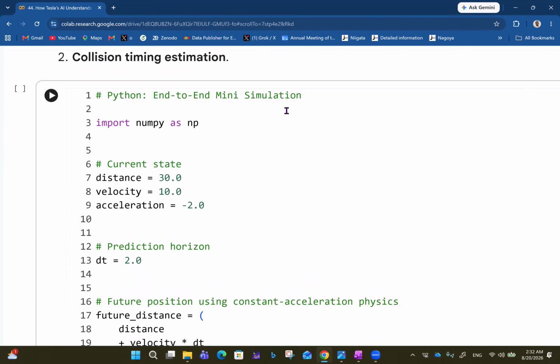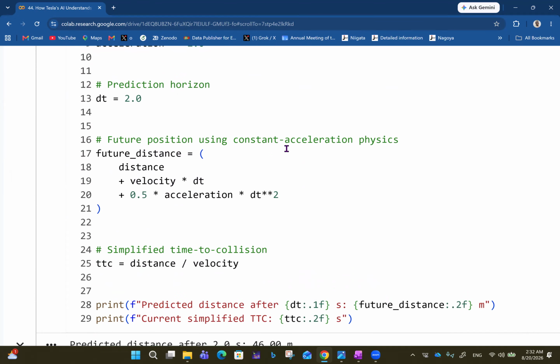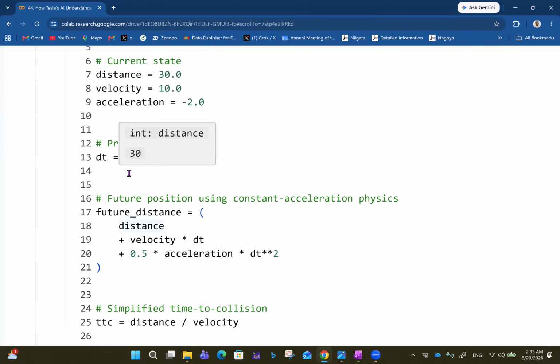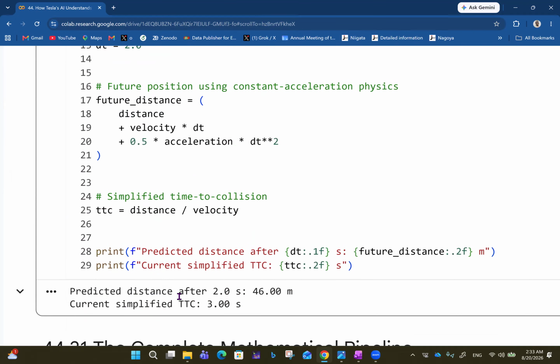So here you have an end-to-end mini simulation. Import numpy as np. You have the current state: distance 30, velocity 10, acceleration minus 2, and the prediction horizon is 2.0. Future position uses constant acceleration physics: future distance is distance plus velocity times change in time plus 0.5 times acceleration times dt squared. Then simplified time to collision is distance over velocity. We run this and get the values. The predicted distance after 2 seconds is 46 meters, and the current simplified time to collision is 3 seconds.